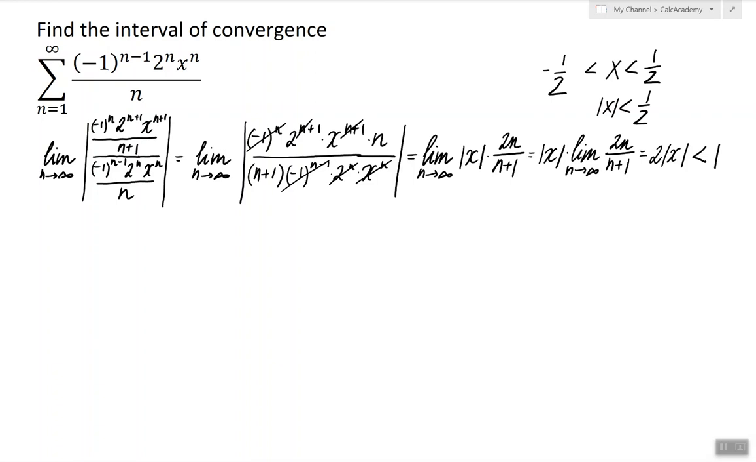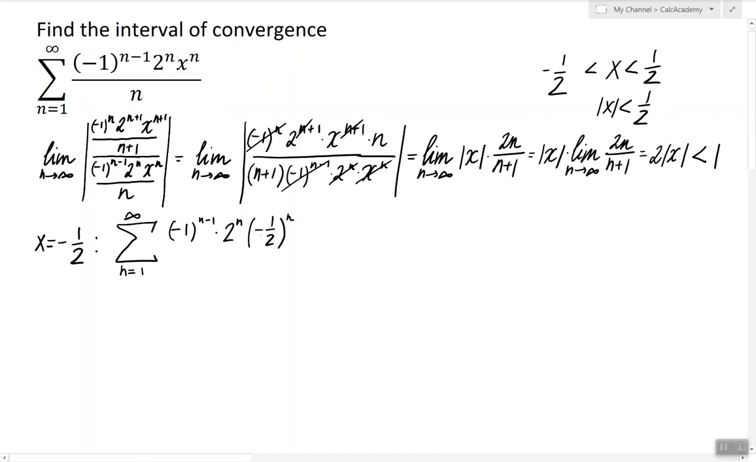Well, what happens at -1/2 and 1/2? To figure that out, we're going to plug in x equals -1/2 into the series and figure out whether it converges or diverges. So when I replace x with -1/2 into this series, -1/2 and 1/2 can be separated. So we have (-1)^n, (1/2)^n over n.